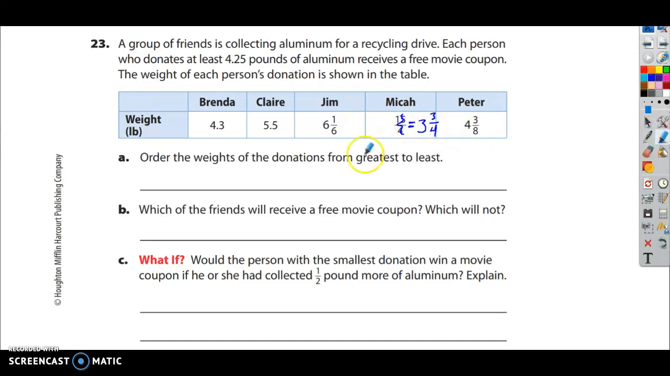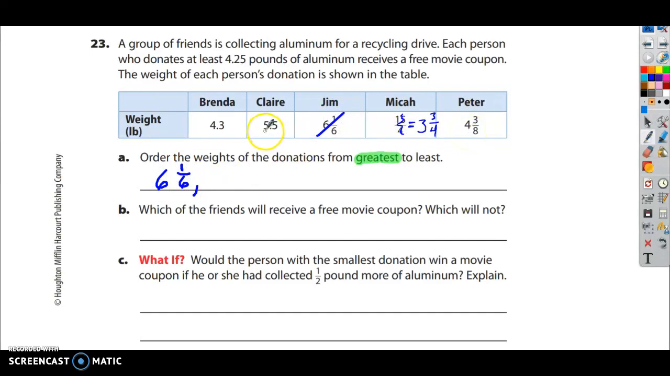Greatest is biggest. So the greatest number here. So we've got 4 pounds, 5, 6, 3, and 4. What's the biggest number there? It's 6. So we don't even need to convert that. It's the greatest weight, 6 and 1/6, comma. So we're done with this one. I can erase my marks later.